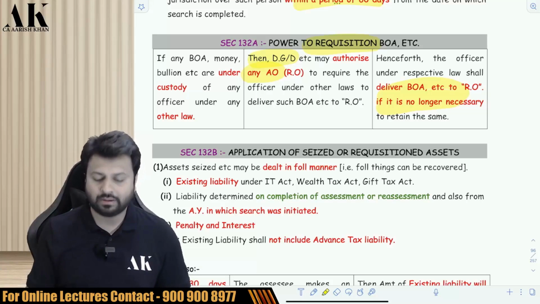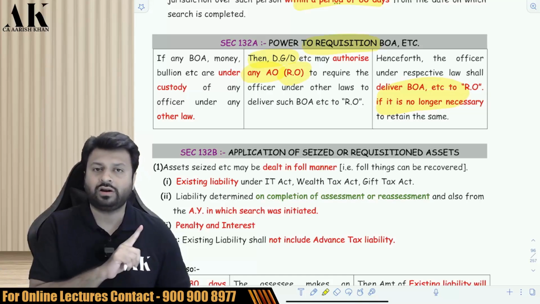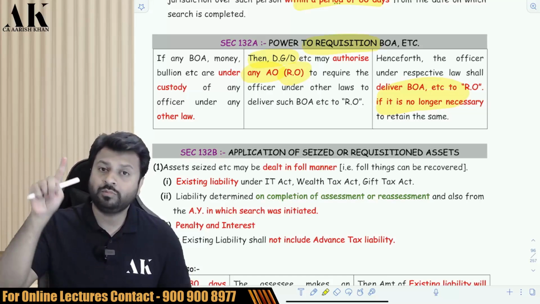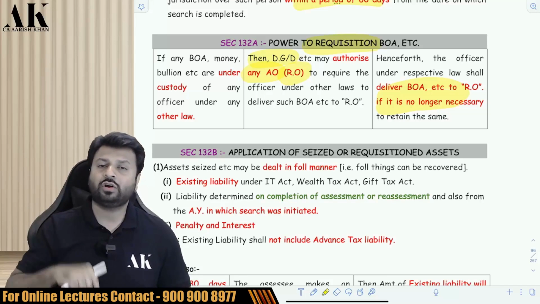So in that case, you become what? A requisitioning officer, and you are not an assessing officer or authorized officer, because now you are the only officer who is allowed to do what? To make a request to the other laws to get the documents into your possession.